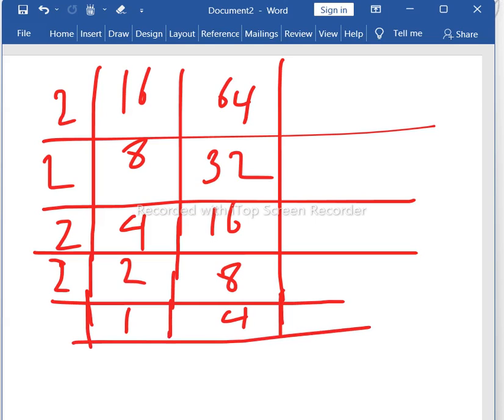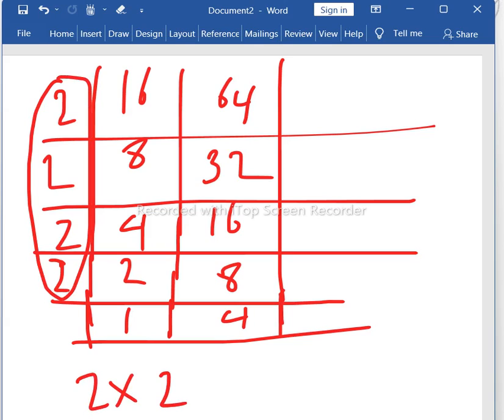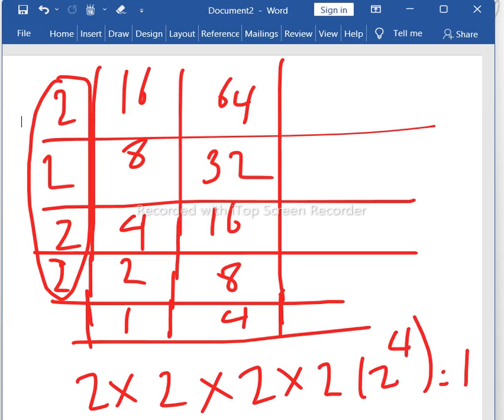Because a 1 came, we stop here. So the greatest common factor of these two numbers is the product of these numbers: 2 times 2 times 2 times 2, or 2 to the power of 4, which is 16. So 16 is the common factor of these numbers.